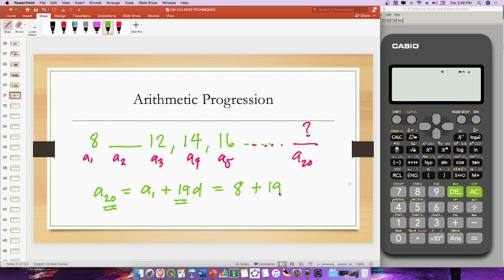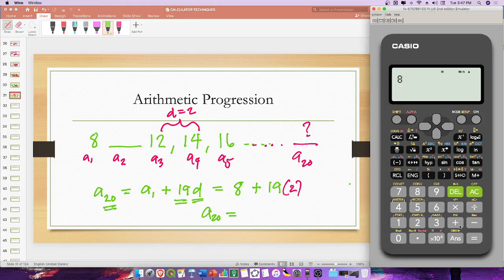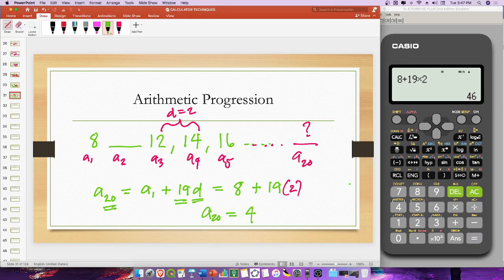But do we have the common difference? Yes. By just looking at these successive numbers, you can tell that the common difference here is equal to 2. So this will now be 2. Therefore, now you can solve for the 20th term as 8 plus 19 times 2. We will use our calculator here. So we have 8 plus 19 multiplied by 2. That's 46. And 46 is the 20th term of this arithmetic series.